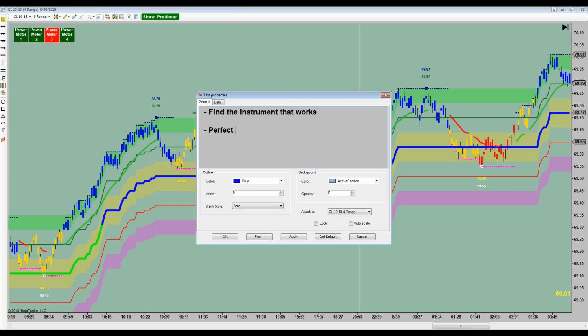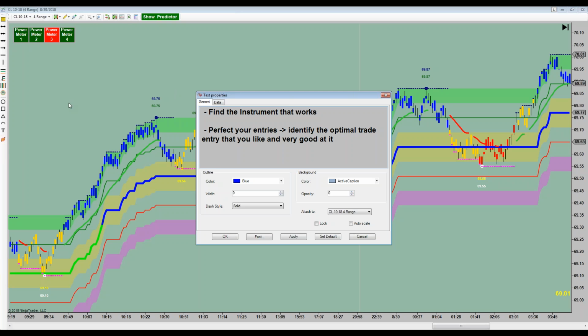Perfect your entries. Now, when I say that, I'm saying identify, and this is sort of the heart of the matter that I was trying to get to, the optimal, which is the best, trade entry that you like, and get very good at it.